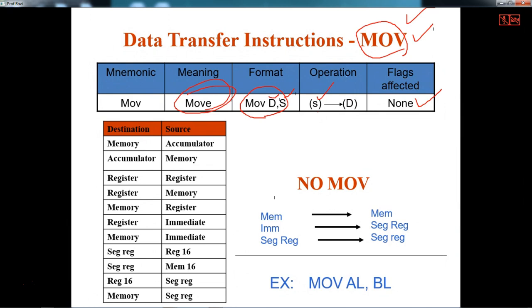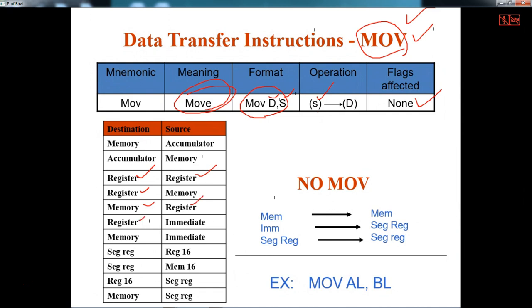We are going to see one by one what instructions come under data transfer instructions. So the MOV, and coming to the destination and source, the destination can be memory and the source can be the accumulator. And the destination can be the accumulator and the source can be memory. And the source and destination can both be registers, or you can move from register to memory or memory to register.